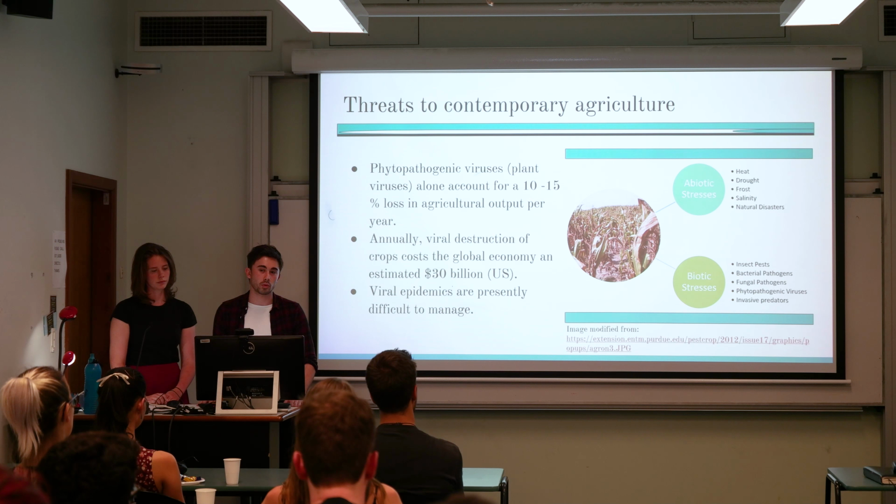Given the vital role plants play in providing for our world food supply, it seems necessary that we should examine the threats to agricultural output per year. Plants can experience stress in two main ways: abiotic and biotic. Abiotic stresses involve things like heat, drought, and natural disasters, whereas biotic stresses tend to involve insect pests, bacterial pathogens, and phytopathogenic viruses, or plant viruses, which we'll focus on now.